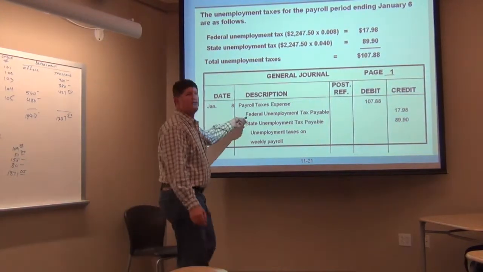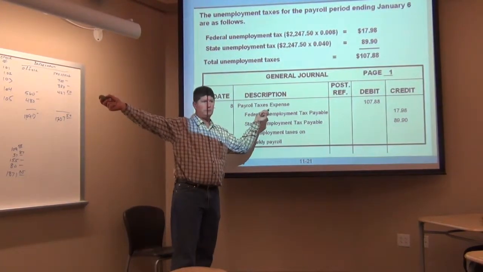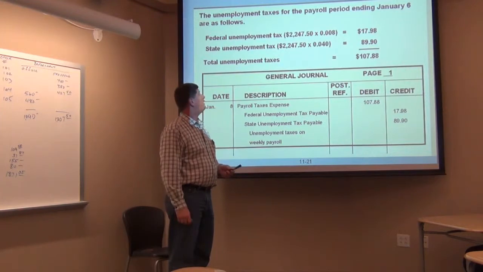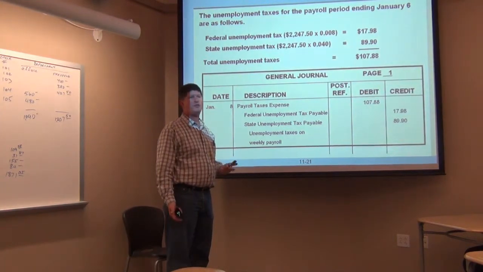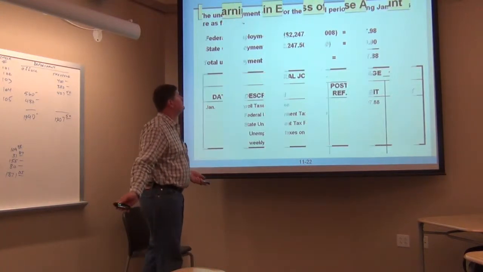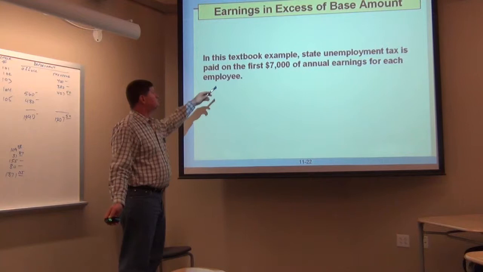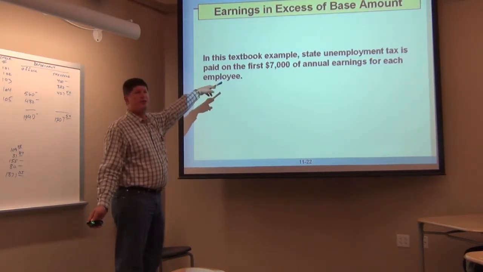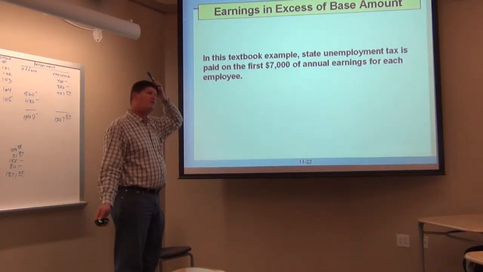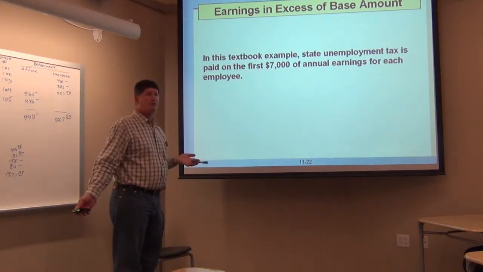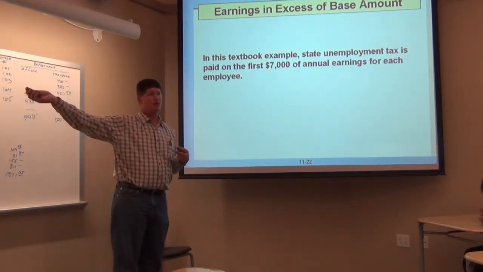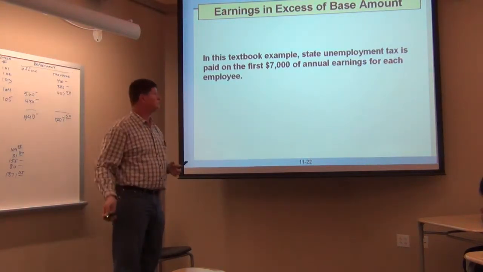So we calculate this every time we do a payroll register and make payroll and record the unemployment tax liabilities for both federal and state. Good? All right, remember that it's only earnings on the first 7,000. Once the employee goes above that, you don't calculate it anymore. Their taxable wages for that period become 0, right?